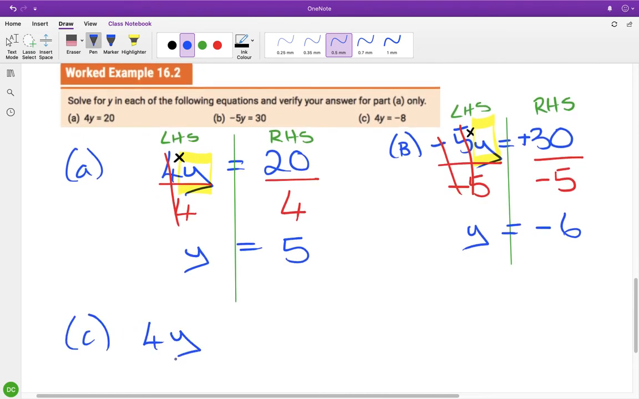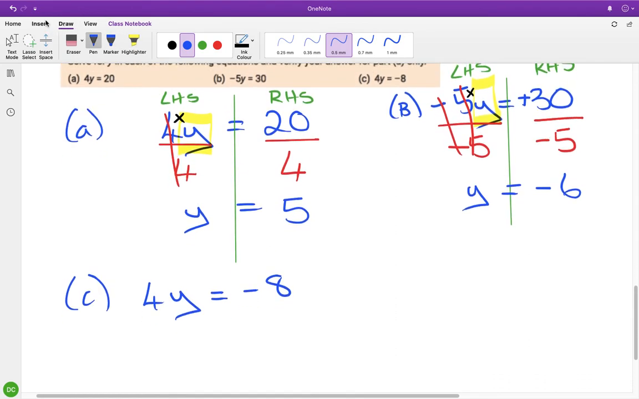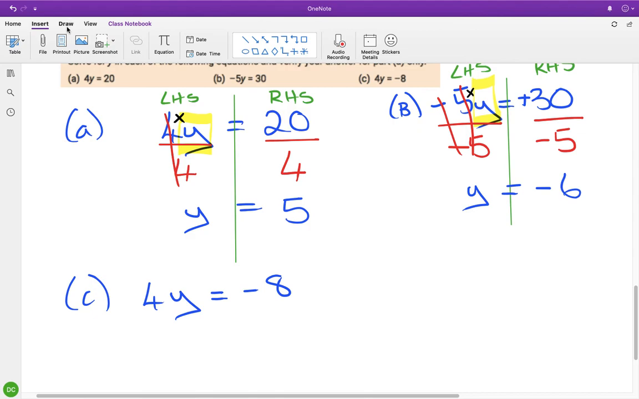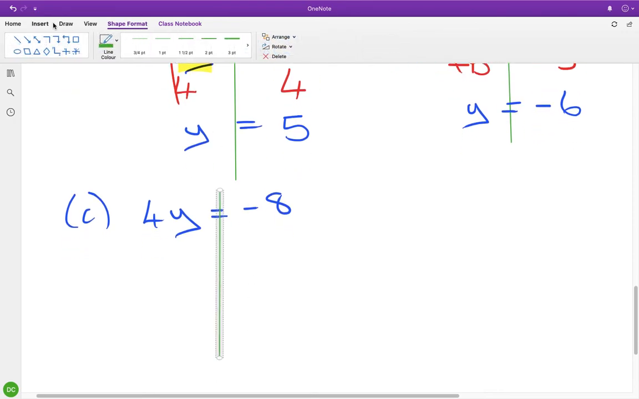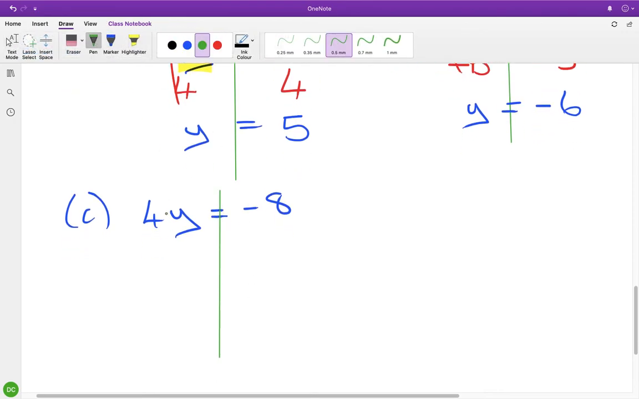So let's try this last one. 4y equals minus 8. We'll put in our line. Okay, this is the left-hand side, this is the right-hand side. Here is our letter, which needs to be isolated. At the moment, it's being multiplied by a 4 that I don't want. So I want to get rid of that 4.